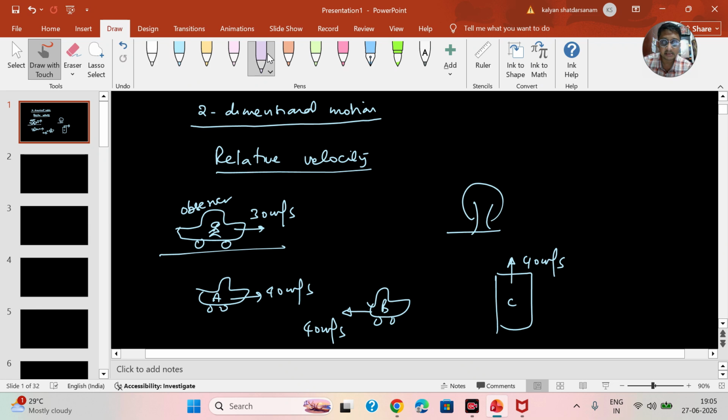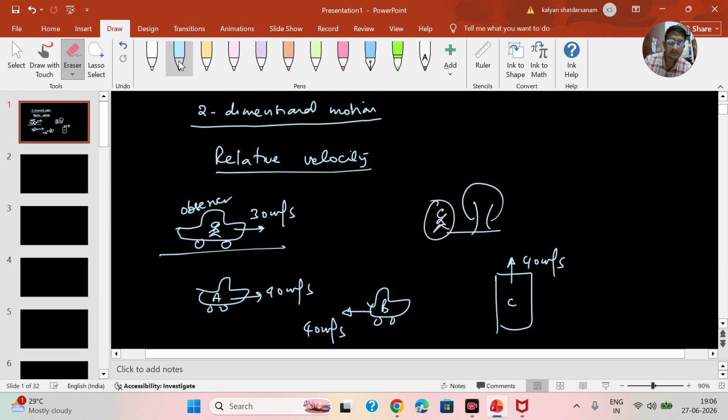These are the velocities of cars as seen by a ground person. Suppose there is some ground observer. So right now this fellow is observing this fellow, and he is seeing the tree at rest. He is seeing car A going with 40. He is seeing car B going with 40 backward, and he is seeing car C going with 40 that way. Now we want to find the velocities as seen by the observer, this fellow.